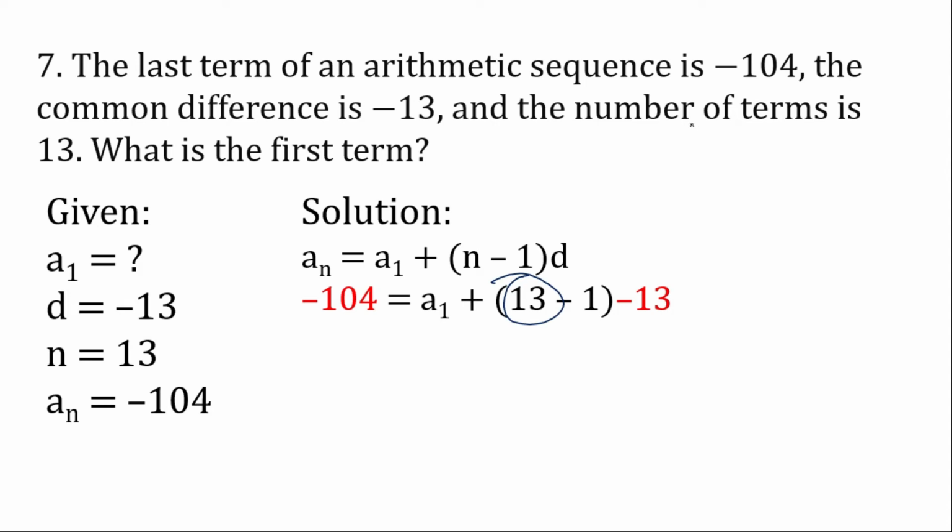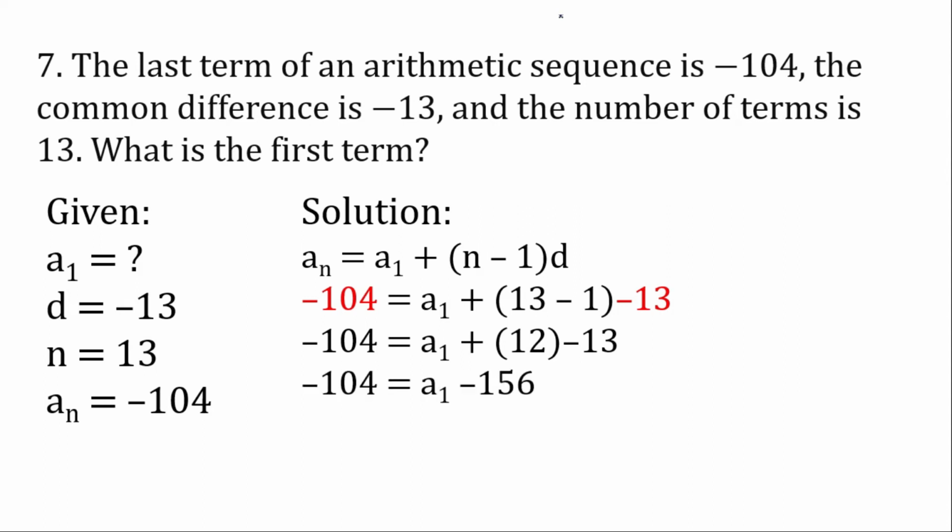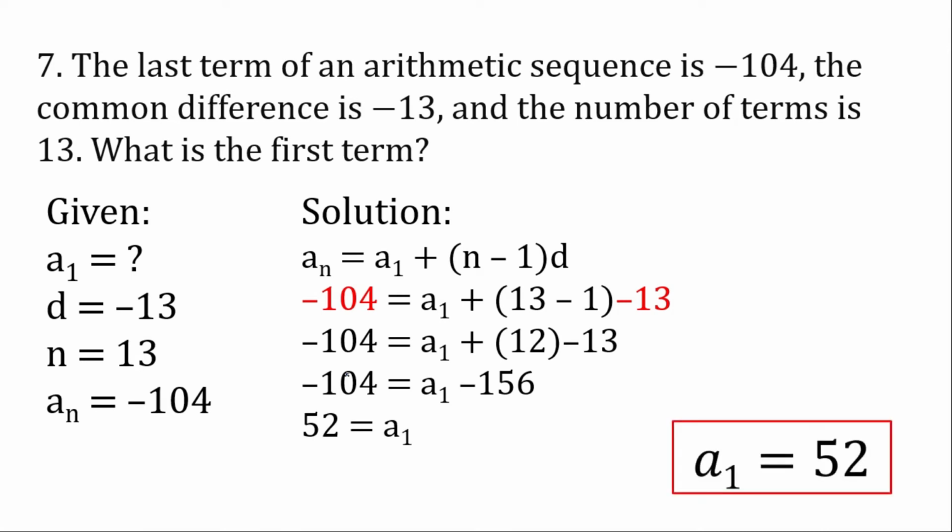So let's subtract 13 and 1 first. So 13 minus 1 is 12. 12 times negative 13 is negative 156. So let's now add 156 on both sides. And let's get the value of a sub 1. So the value of a sub 1 is 52. The first term is 52.